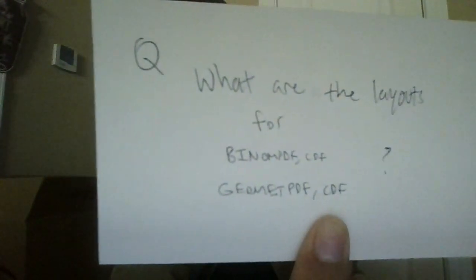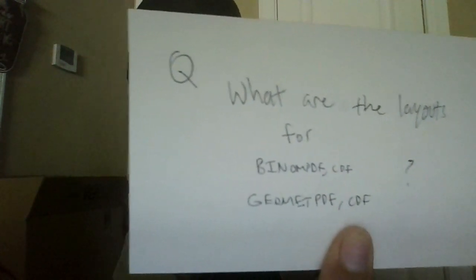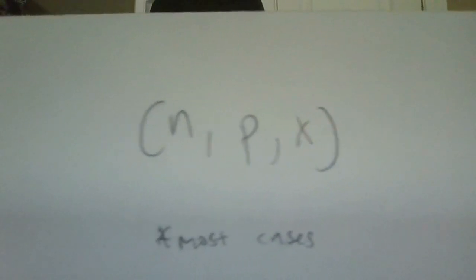All right. What are the layouts for binom PDF, CDF, or geometric PDF or CDF? So if you had to do a calculation, obviously they have their formulas that are on the formula sheet. But like I said, usually unless asked, you want to do it by calculator. And whenever you click on those, type in the values in this order, N, P, X. Most cases. Occasionally you have to do X minus 1. I'm not going to get into specifics right now. Once again, if you have any questions, please comment.